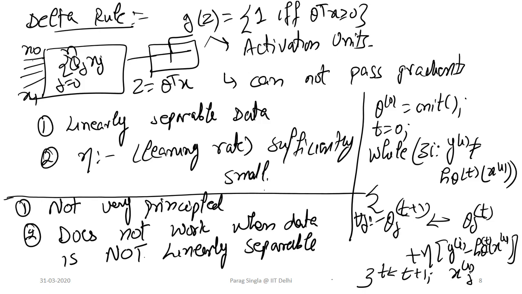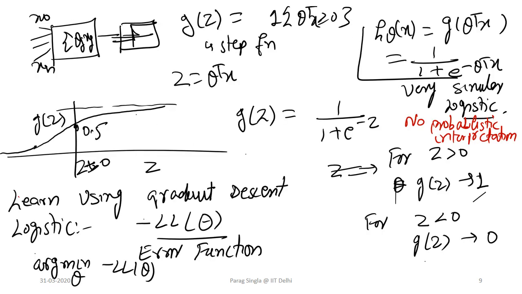And the other problem is that this does not work when the data is not linearly separable. That's a problem because we would still like to learn a reasonable function even if there is some noise in the data, and we know that there is a linear separator which actually works well for the data. Okay, so given this, let's move forward.